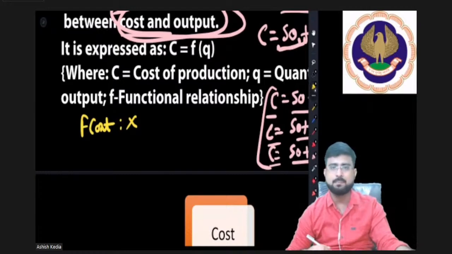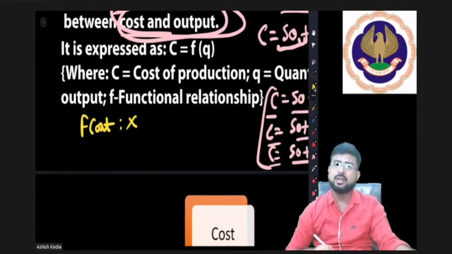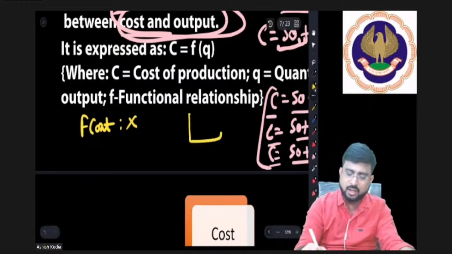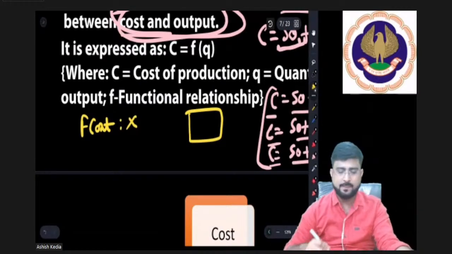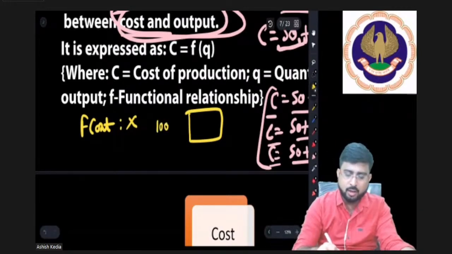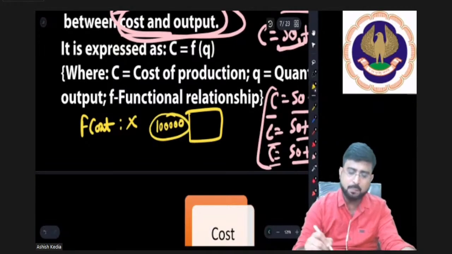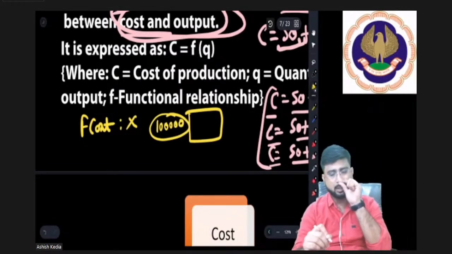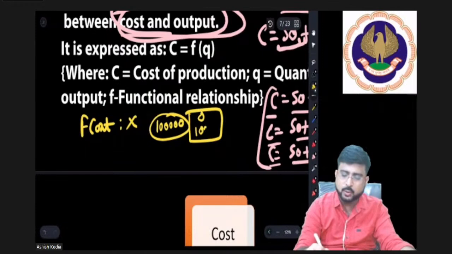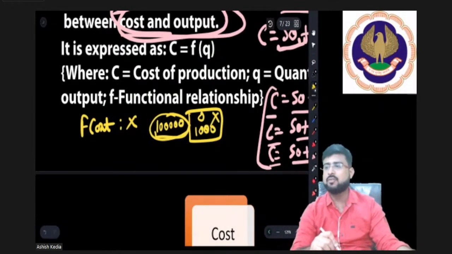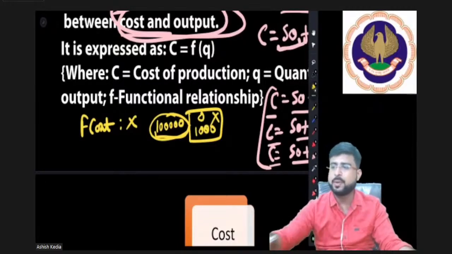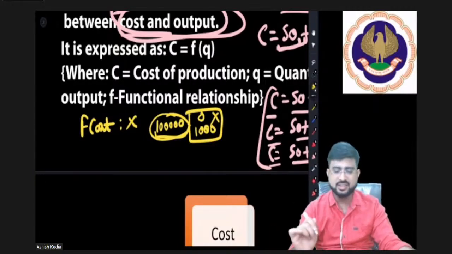Sir, for example, if I have taken a factory to do my production work, and I am paying 1 lakh rupees rent for the factory per year. Now guys, if I produce 0 units or 1000 units, it doesn't matter. It is a fixed cost of 1 lakh rupees. I will have to pay 1 lakh rupees. This is the fixed cost.